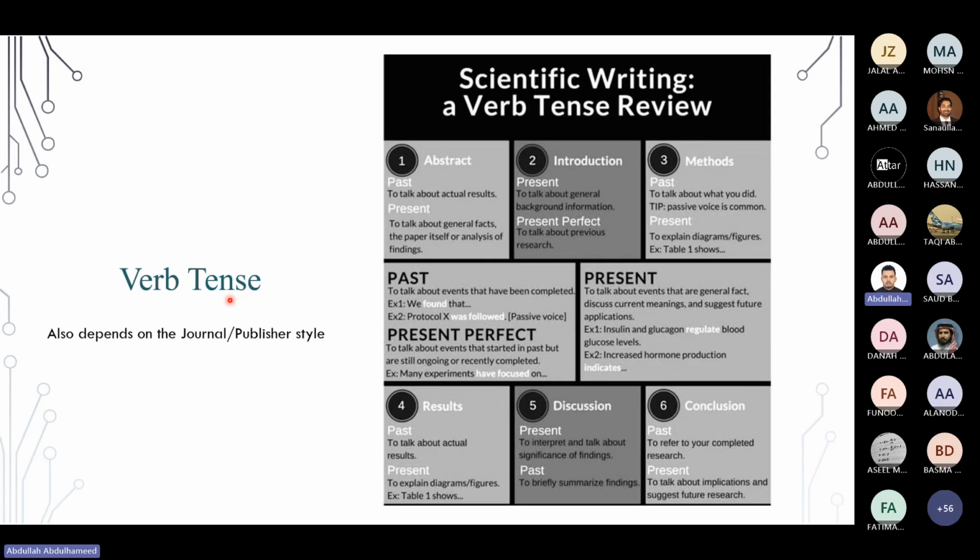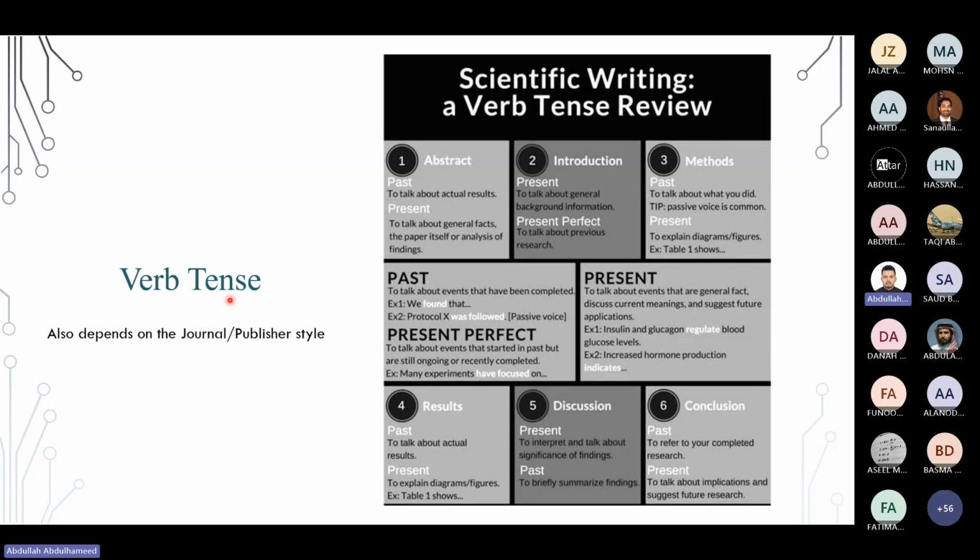But before that, there are some things that I did not talk about, which is the verb tense. This is one of the very important things also, like what verb tense you should use in which section. For example, in the abstract and introduction, what type of verb tense should you use? This actually depends on the journal publisher style. Some people will prefer you to use the present perfect. Some will ask you to use the past perfect, for example, on the methodology.